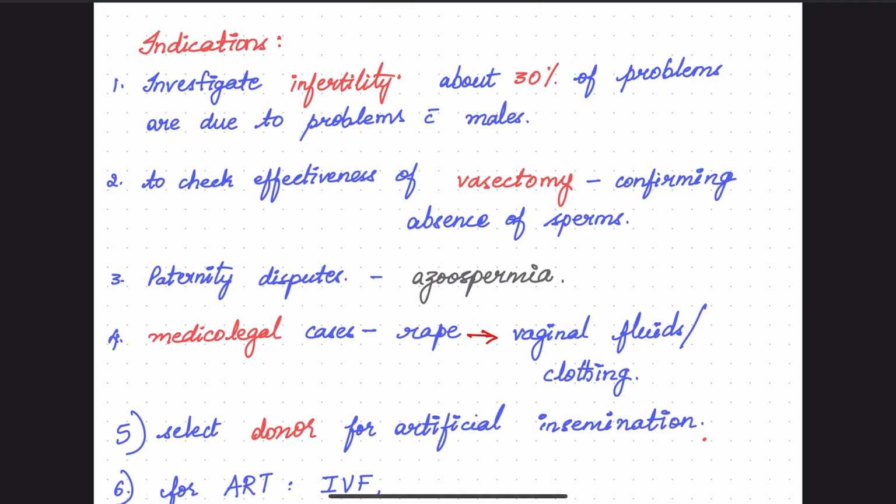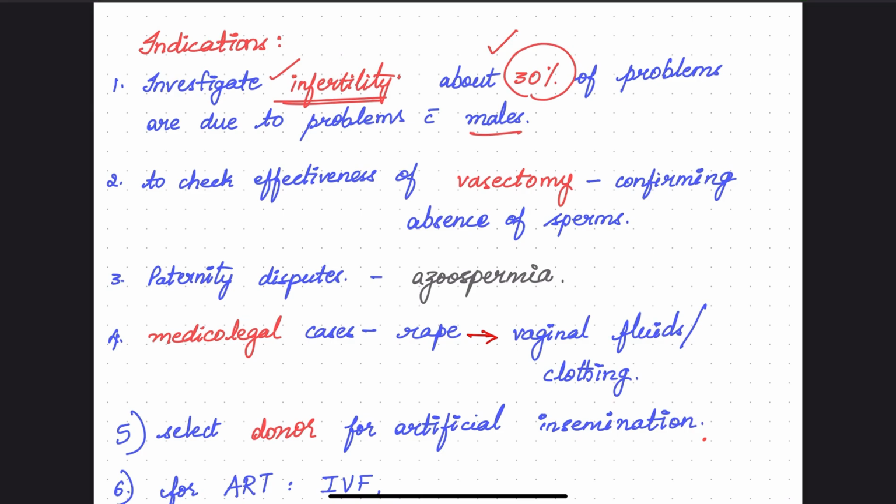Coming to the indications, why do you perform semen analysis? The widely known reason is to investigate infertility. For example, whenever a couple is trying to conceive but is unable to, the first investigation when they approach a doctor is semen analysis, because it is non-invasive. It is the only non-invasive method. Female investigations are invasive, so first you perform a semen analysis, and also the male partner contributes to 30% of infertility problems.